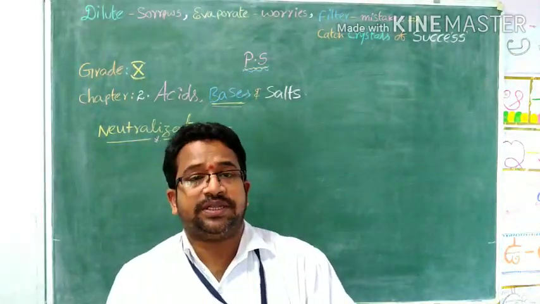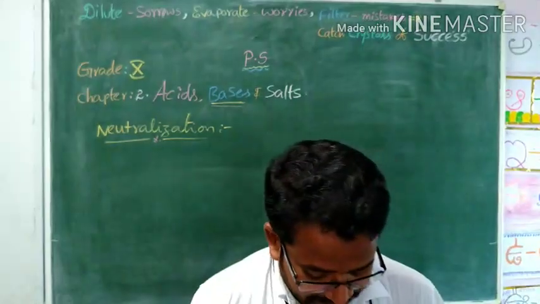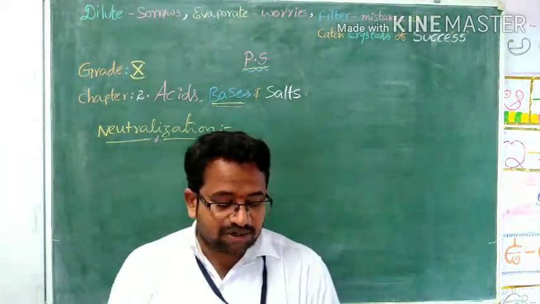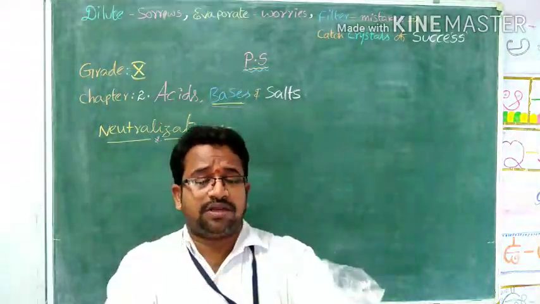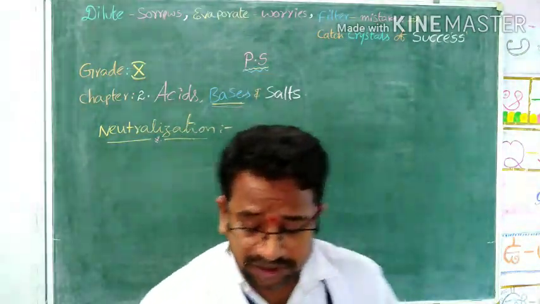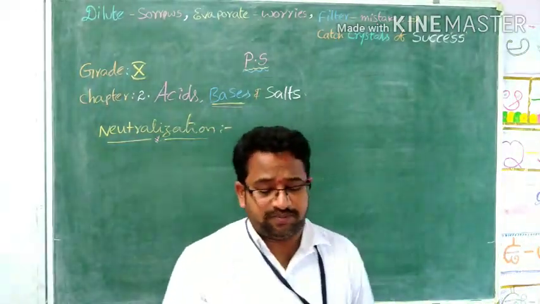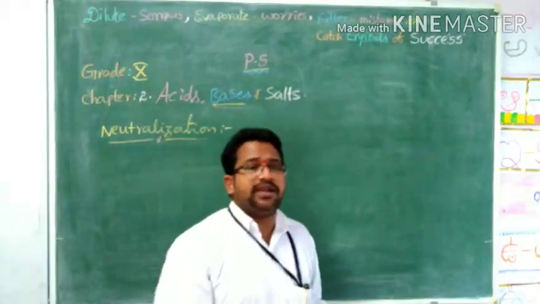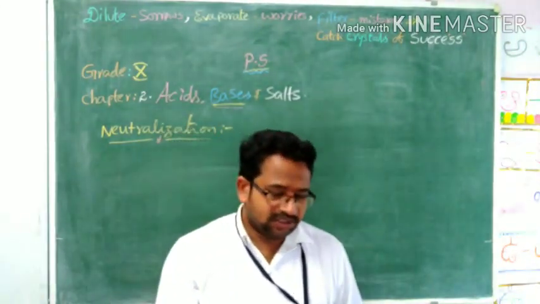So like this we can prepare the olfactory indicators. Olfactory indicators means the indicators which change their odor, their smell. These are natural indicators. What is the use of this? For blind people. Blind people can also easily identify the nature of acidic and basic solutions.